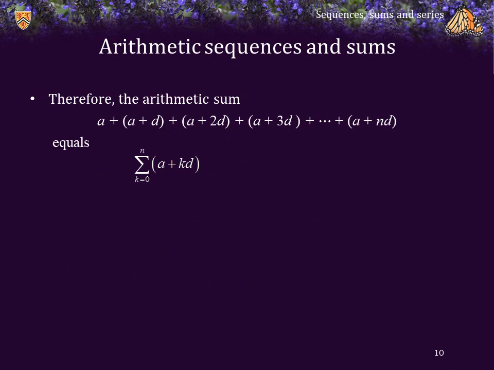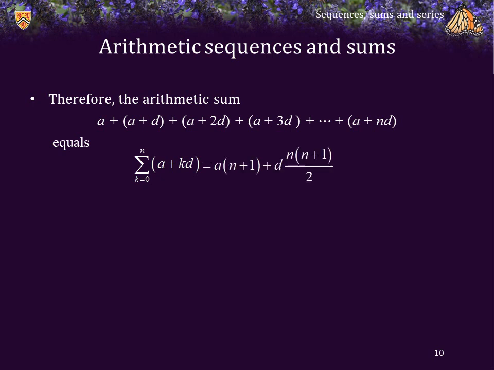All right, so therefore the arithmetic sum starting at a and then proceeding to a plus d plus a plus 2d, and so on and so forth, up until a plus n times d, can be written as this sum here.